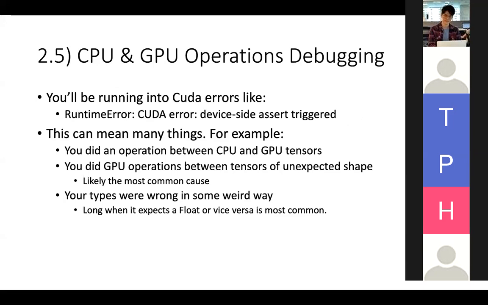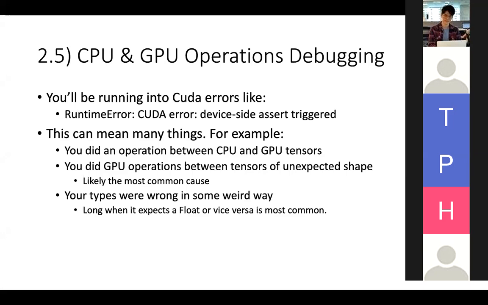And you might want to come back to these slides in the future if you have problems related to these. So you'll be running into CUDA errors like runtime error, CUDA error, device side assert triggered. And this is annoying because it's probably the most uninformative error statement you can possibly think of, besides probably segfault. This can mean many things. For example, you did an operation between CPU and GPU tensors, or you did GPU operations between tensors of unexpected shape. And this is likely the most common cause, at least in my personal experience.